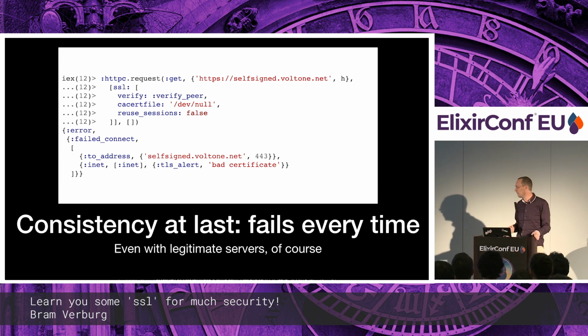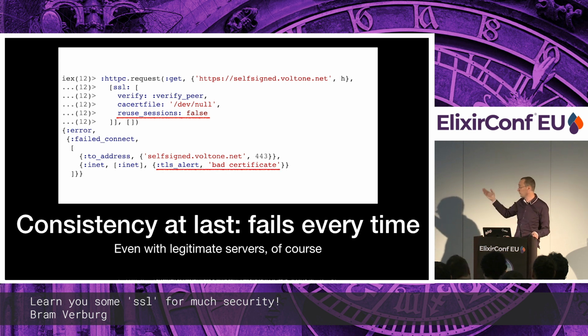So I want to really spell this out because it's important to get these things. Surprises are always bad because people throw up their hands and move on to something else. So we need to pass reuse sessions false, and now the connection actually does fail. Now the problem, of course, is that the connection fails every single time with a bad certificate, because remember our CA sort file is set to /dev/null.